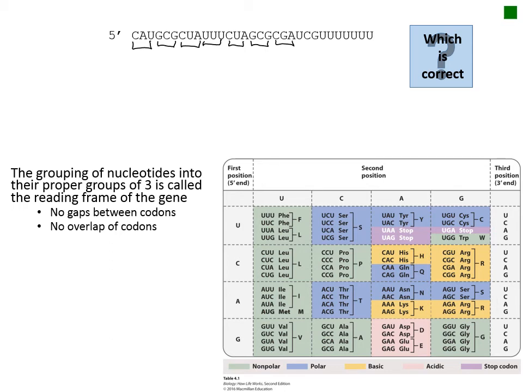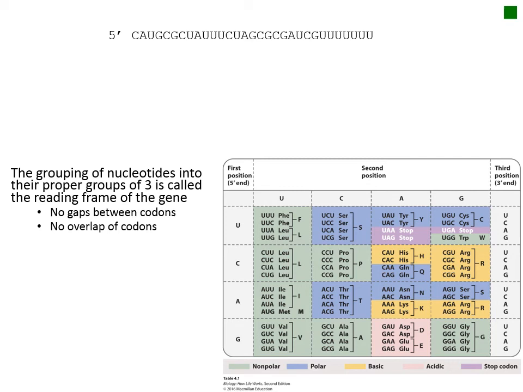However, we also could have grouped them this way. Or we could have grouped them this way. Each reading frame would give a different amino acid sequence when you use the codon chart. So how do you know which is the correct reading frame to use? The answer is just like transcription had a start and a stop site marked by the promoter and the terminator sequences, translation also has a start and a stop site marked by a start and stop codon.